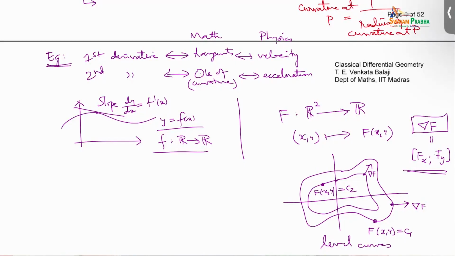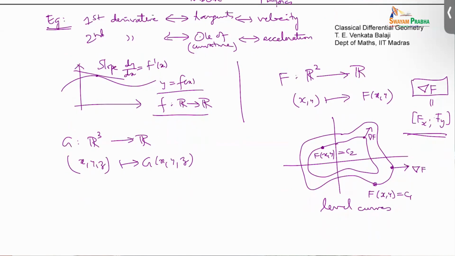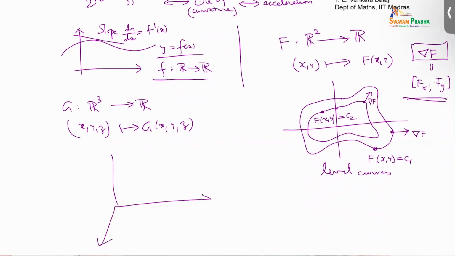Let me go one more step and take up a function of three variables. In this case you have (x, y, z) going to g(x, y, z), and now you are in 3-space. What happens in this case? Just like in the 2-dimensional case, the function of 2 variables, where the gradient was the normal to the level curve.